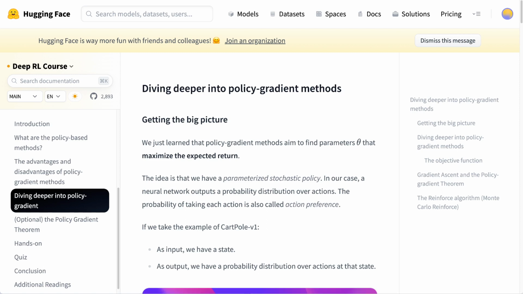This is Hugging Face, Deep RL course, Unit 4. Diving deeper into policy gradient, getting the big picture.